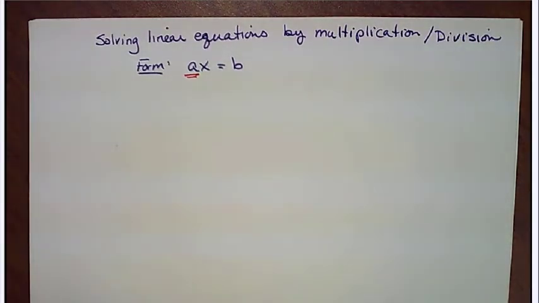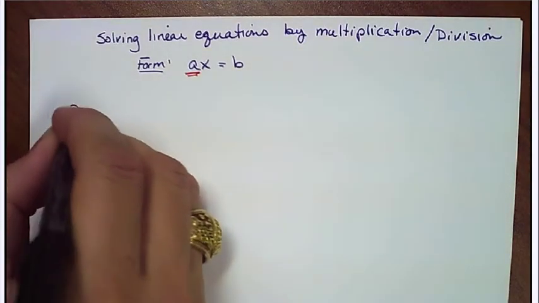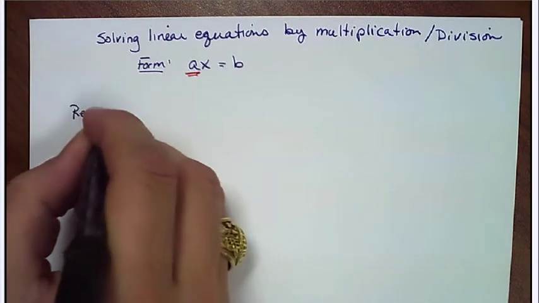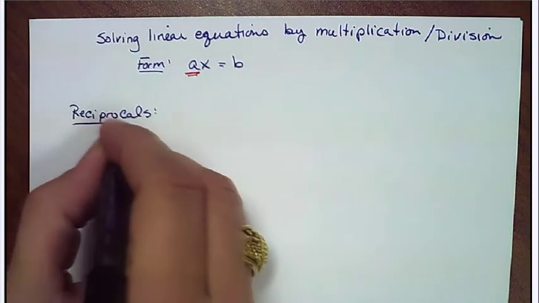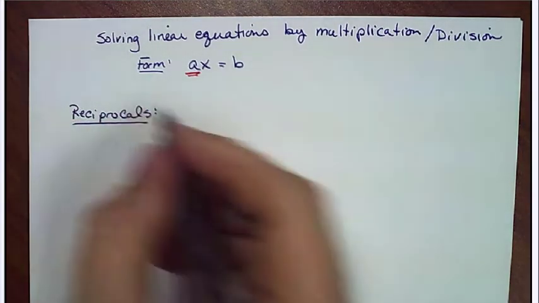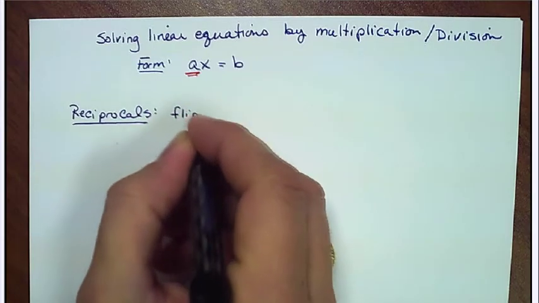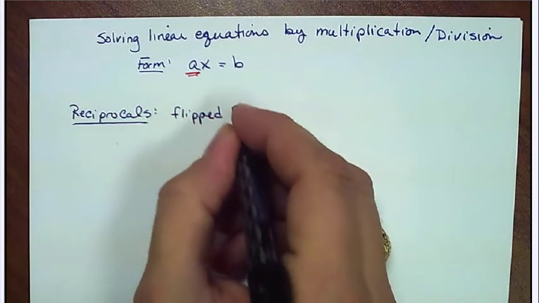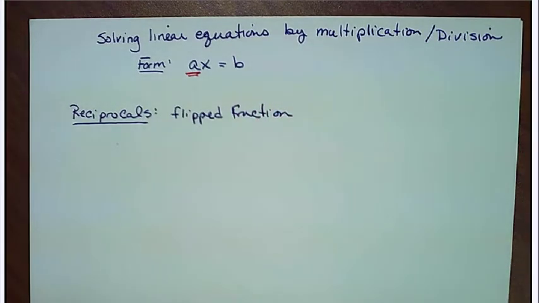So there are a couple of things that we need to start off talking about, and the first is what's called the definition of a reciprocal. Reciprocals deal with fractions. So a reciprocal, when talking about a fraction, is just a flipped fraction. And if you remember back from your studies of fractions, when you divide fractions, you multiply by a reciprocal.